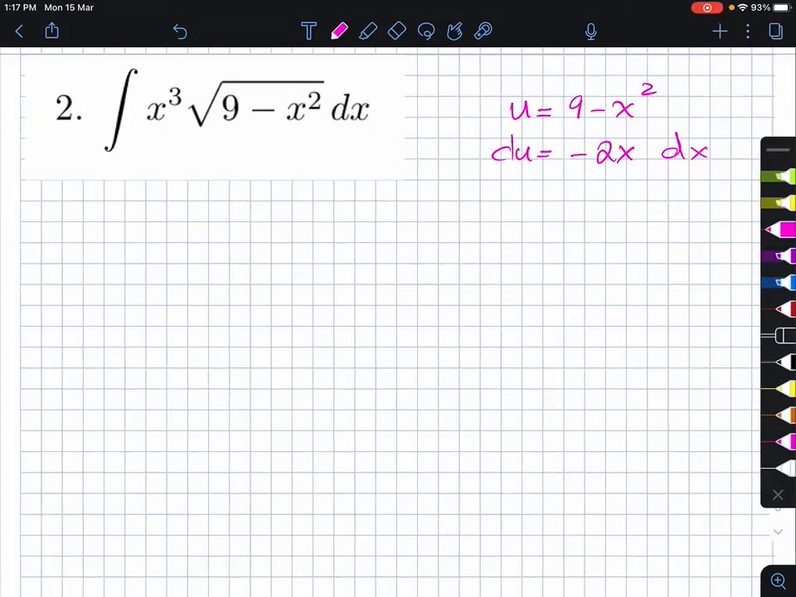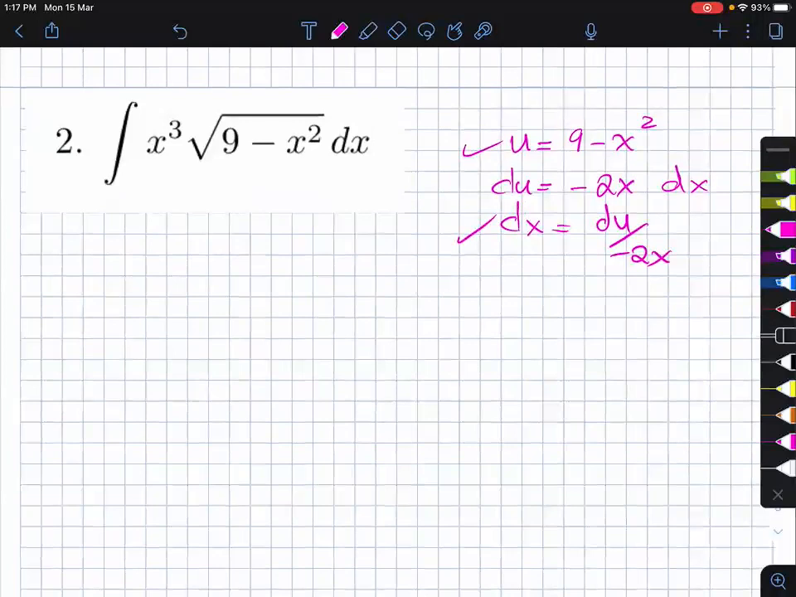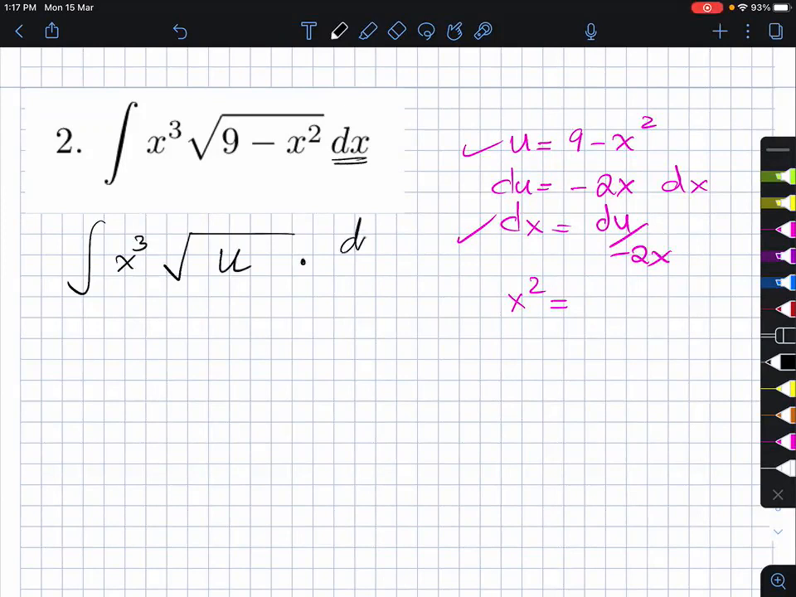So after we do the elimination with the du over negative, we can substitute. We have dx equal du over negative 2x. This is for du and the u. But you have to also find the x squared, which is 9 minus u. The integral of x cubed root u multiplied by the dx. What's the dx? du over negative 2x. Cancel x with x.